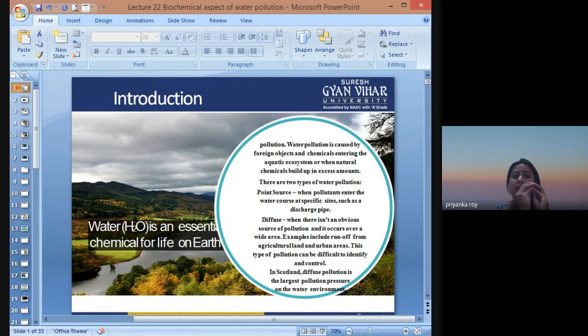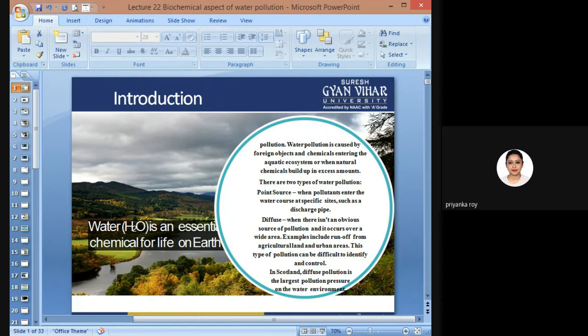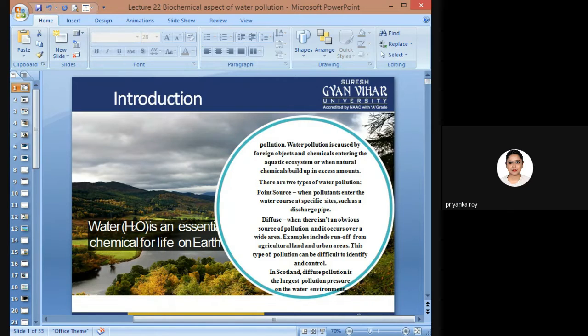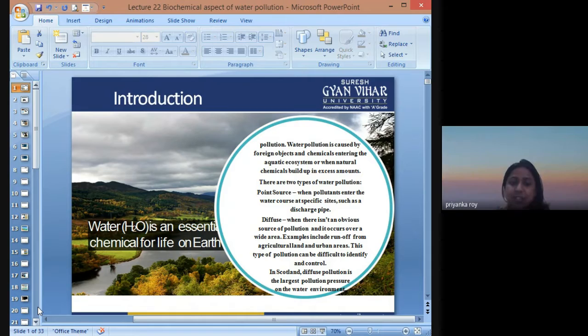And the diffuse type, when there is not enough evidence of an obvious source of pollution, and it occurs over a wide area. For example, it includes runoff from agricultural land and urban areas. Now this type of pollution can be difficult to identify and control. For example, in Scotland, diffuse pollution is a large pollution pressure on the water environment in the country.